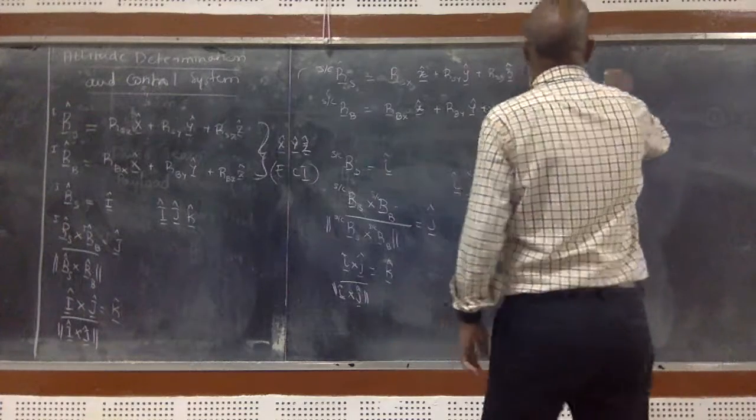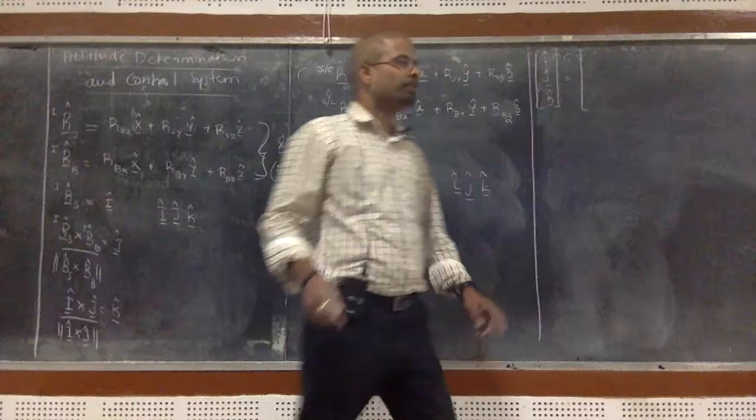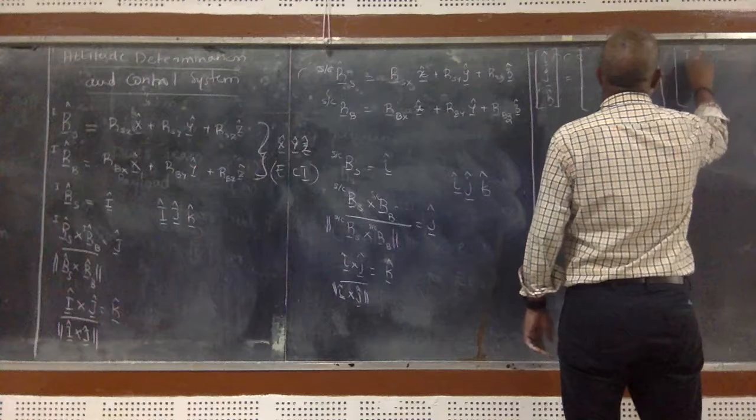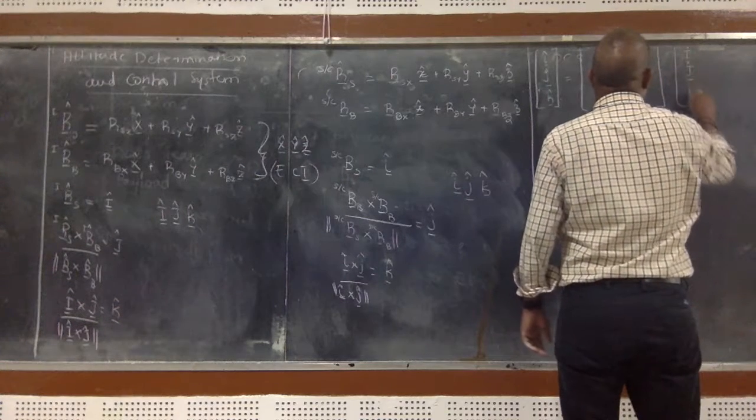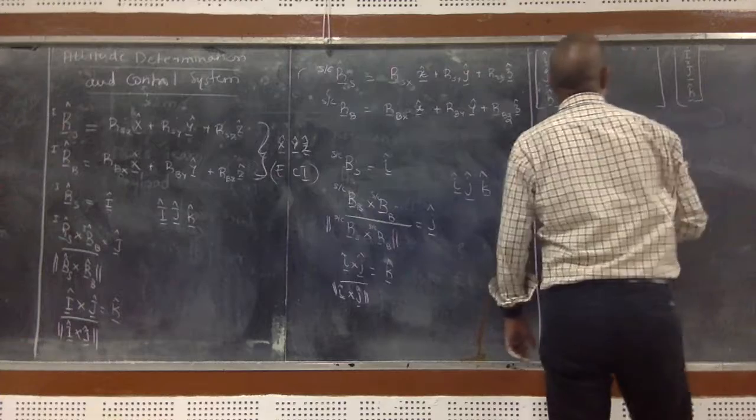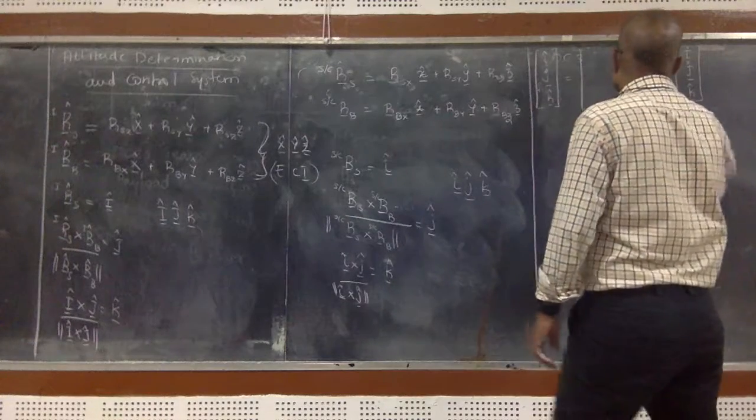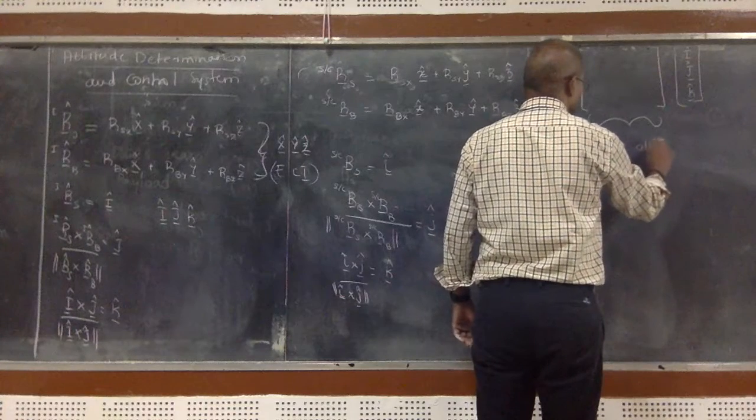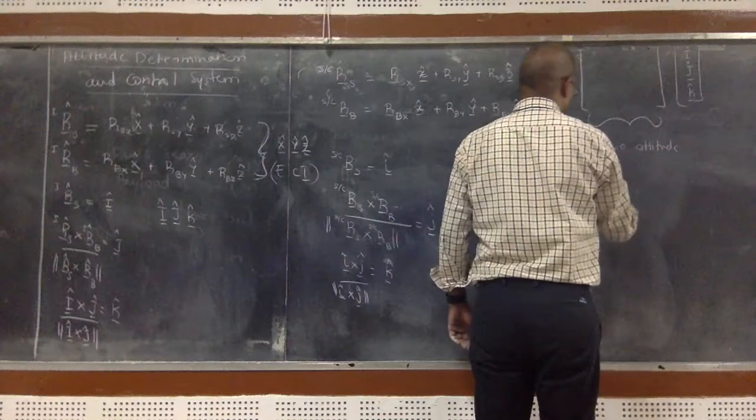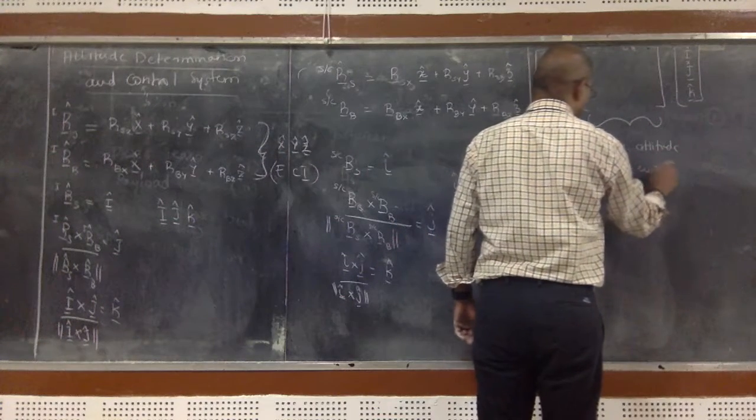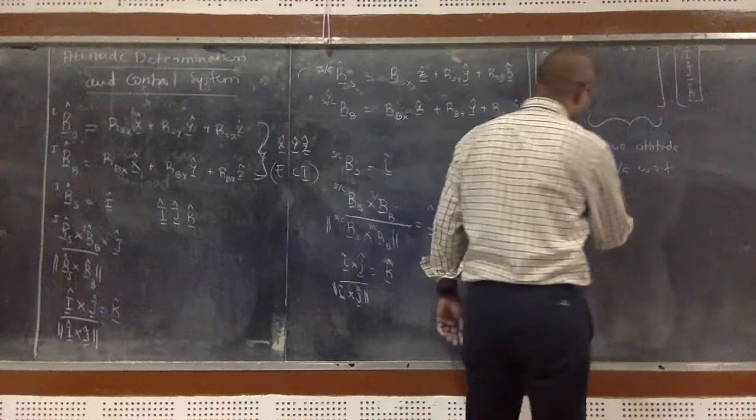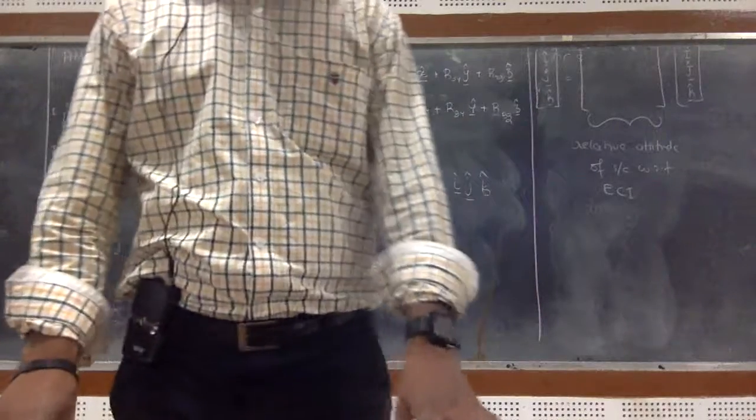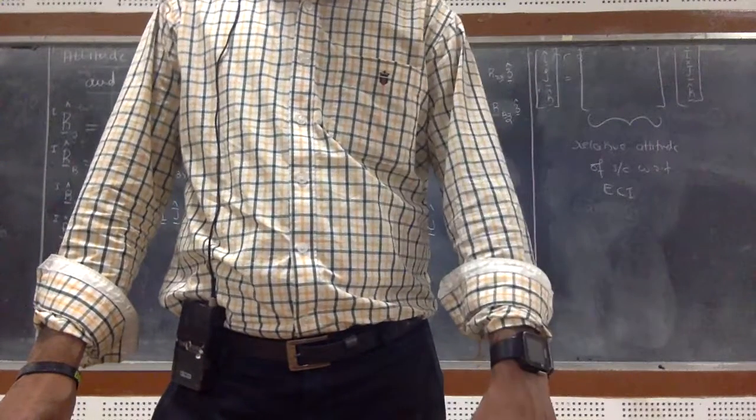So here, you're going to get a matrix, and then you have I, J, K. This matrix is the relative attitude of the spacecraft with respect to ECI. Does this make sense? Slightly?